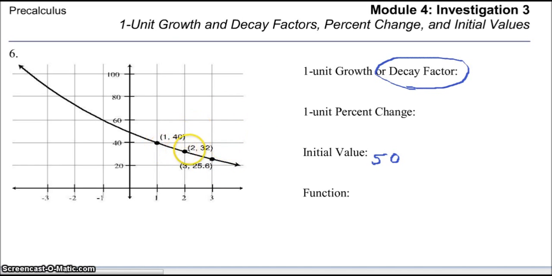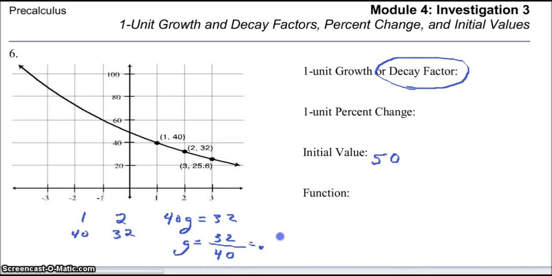So notice we have these 2 points, 1 and 40. And then 1 unit away from 1 is 2, and then we have the corresponding output of 32. We also have this point, but we can find the growth factor just with these. We know 40 times the growth factor will equal 32. So the growth factor equals 32 divided by 40.